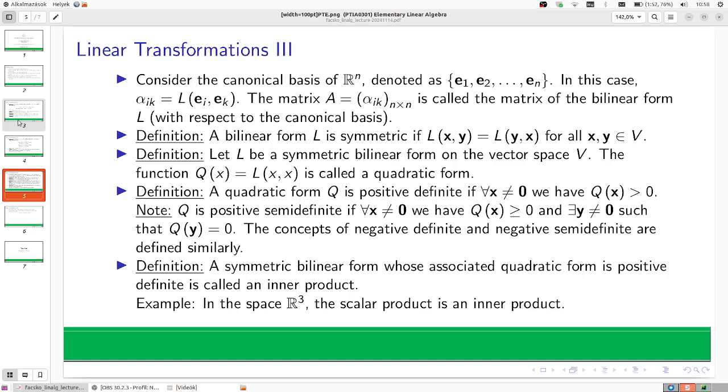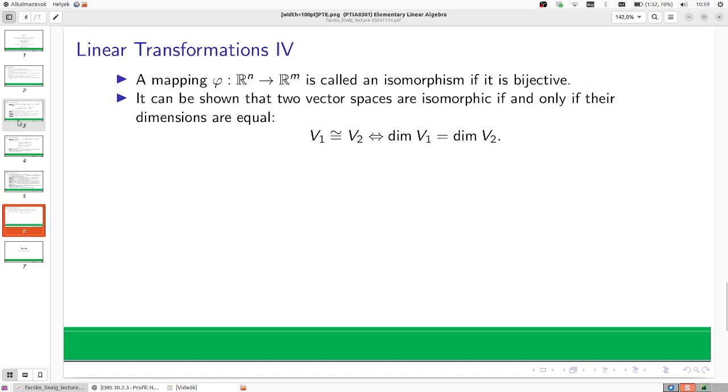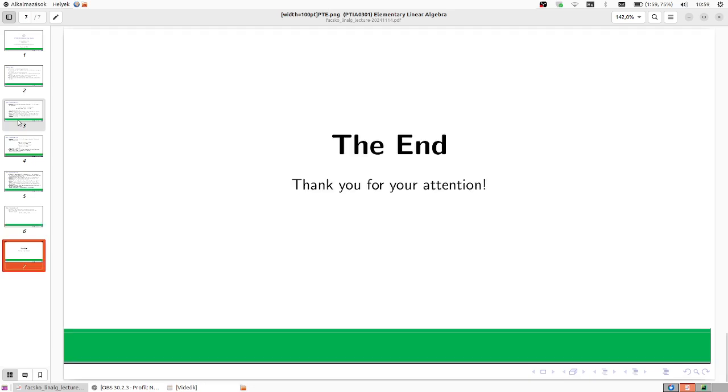The scalar product is an inner product in the space of real vector spaces that we call Euclidean vector space. Okay, there is a so-called isomorphism if this mapping is bijective. And two vector spaces are isomorphic if and only if their dimensions are equivalent. So now you have heard this. There will be some task with this.